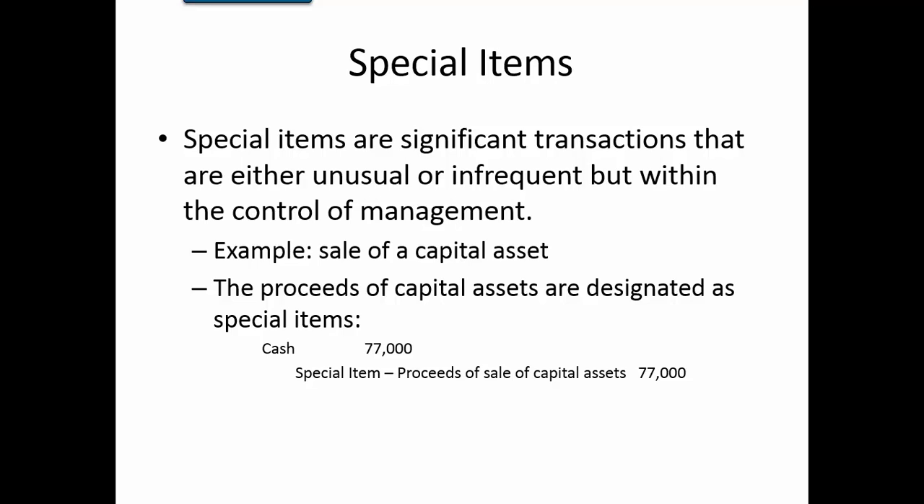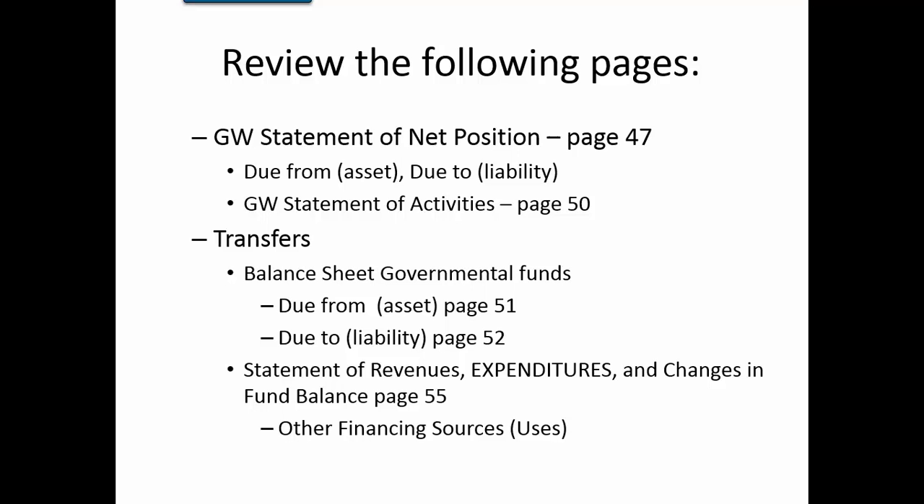So the general fund sells a capital asset. Proceeds are designated as special items, debit cash, and credit special item, proceeds from sale of capital assets. Review the following pages. So take some time and review this to interact with the material that was covered in this presentation.